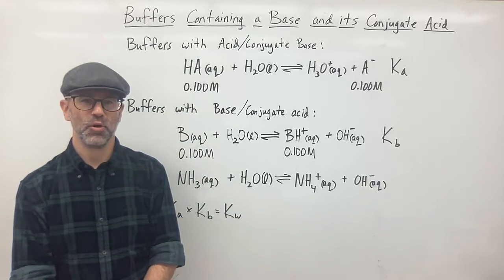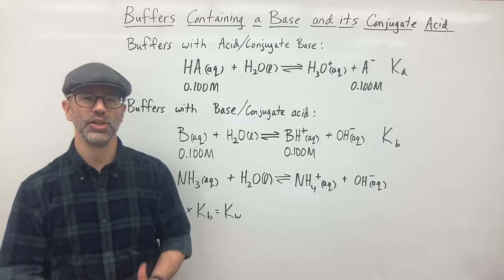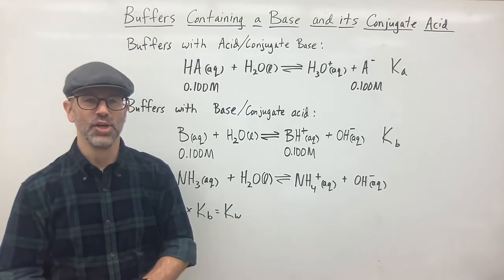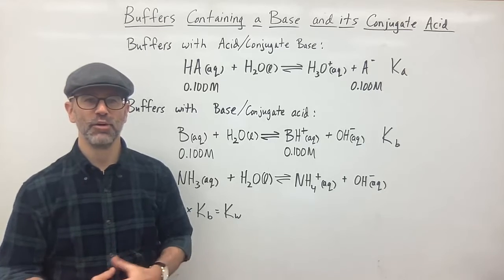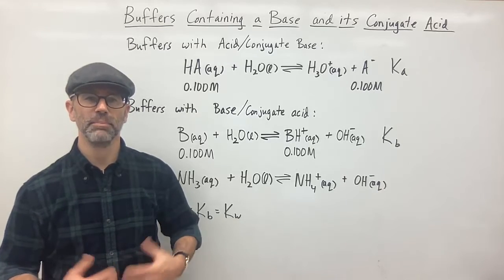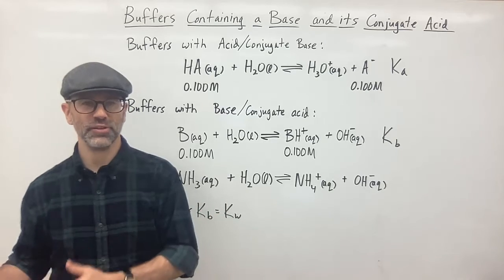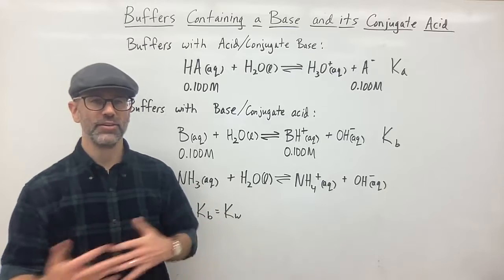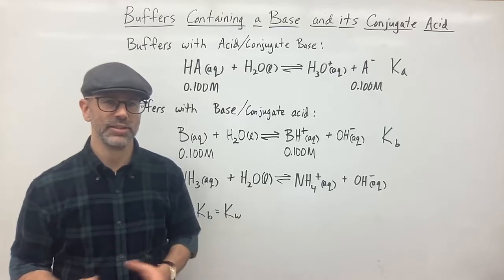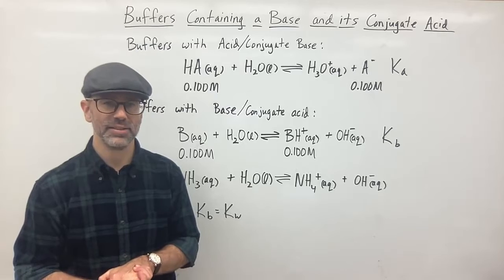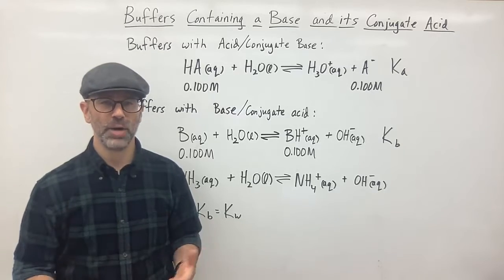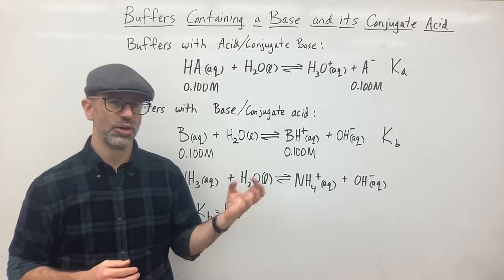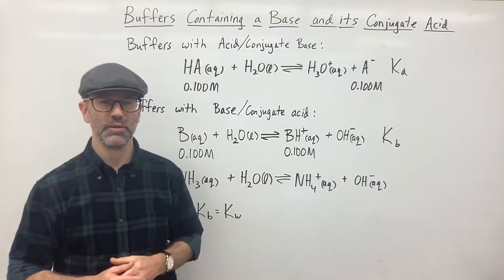My name is Mr. Cobalt, and in this video I'm just going to talk about buffers that contain a base and its conjugate acid. In my other videos up until now, we've been assuming that the buffer has an acid with its conjugate base. But what about buffers with a base and its conjugate acid? Well, nothing really changes. The buffers work exactly the same way, and you solve the problem the same way. It's just that whatever species you have, your acid and base are going to be different.